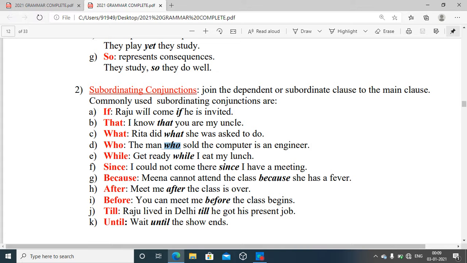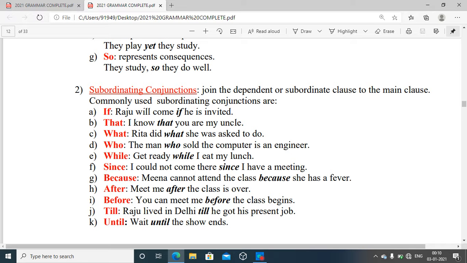Then while: get ready while I eat my lunch. So these events are connected. A person tells someone to get ready while I eat my lunch. The person is connecting the events, and while is very important as a connective, a subordinate conjunction there. It has its own function there.